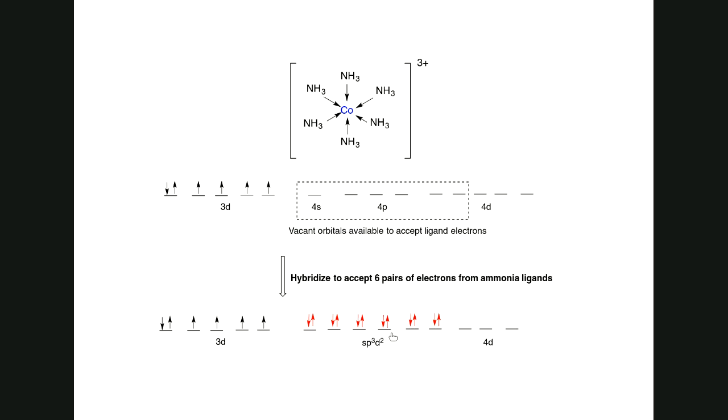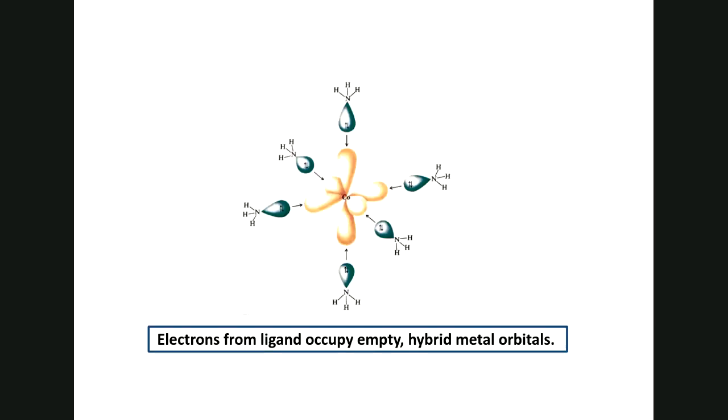So my ligands are now donating into the 4s, the 4p, and 2 of the 4d orbitals to form that bond. So basically my 3d orbitals are essentially non-bonding and are not partaking in bonding. So here I'm showing these sp3d2 orbitals, and each one of the ammonia ligands is going to be donating into my cobalt.